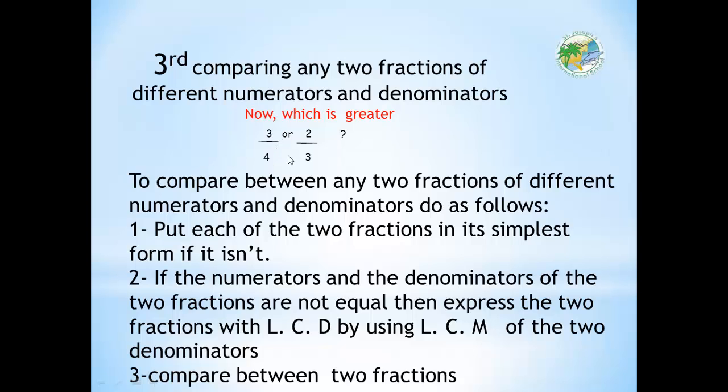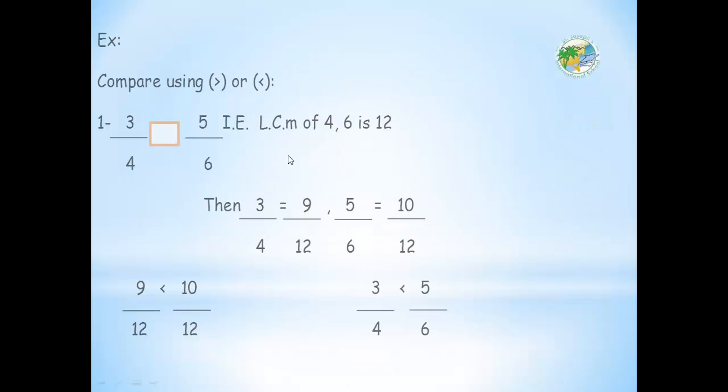For example, compare by using more than or less than: 3 over 4 and 5 over 6, two different fractions. Where is the LCM of 4 and 6? The LCM between the two numbers 4 and 6 is 12. 12 is in the times table of 4 and also in the times table of 6. 4 times 3 equals 12 and 2 times 6 equals 12.